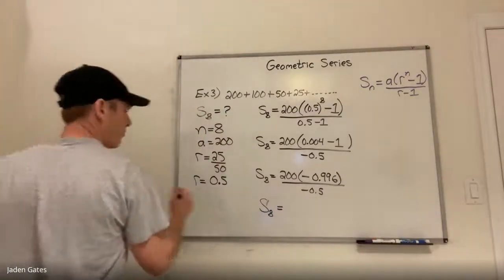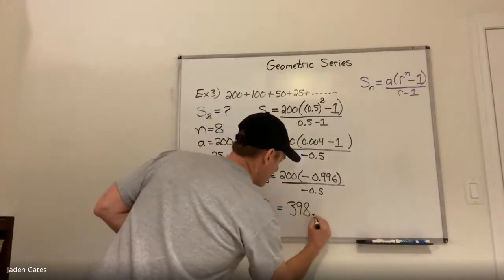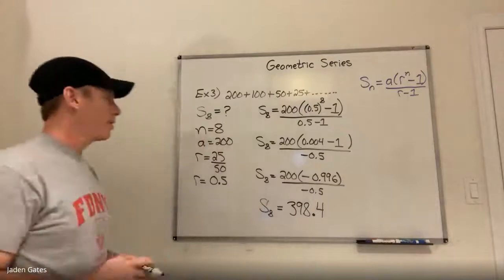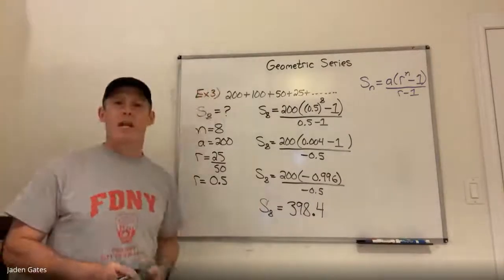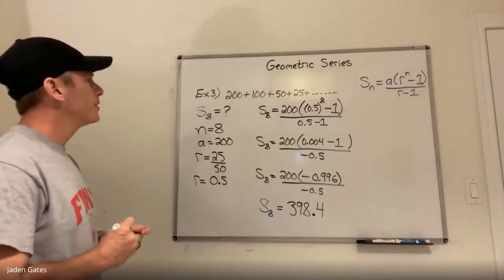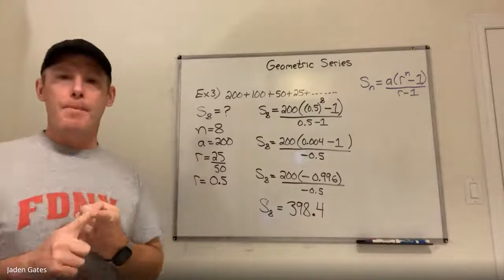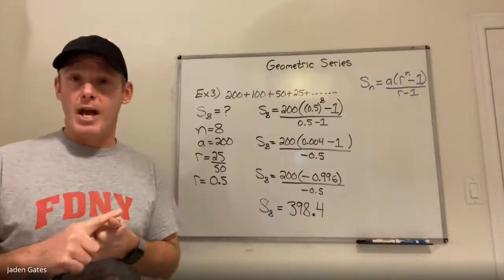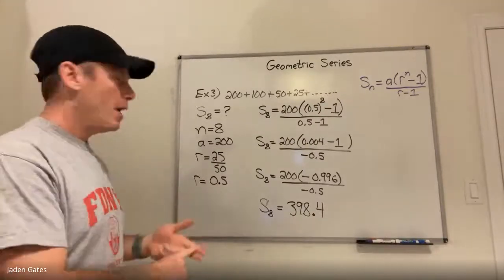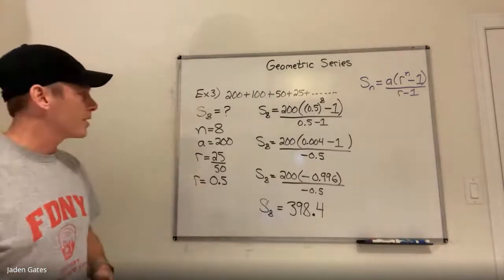And I end up with 398.4, which would be the sum of the first 18 terms of this series. There we did a normal one for example 1. B, we did an R value where it's negative, so the signs are flipping back and forth. And then here we did an R value that's smaller than 1, which means our numbers are getting smaller.